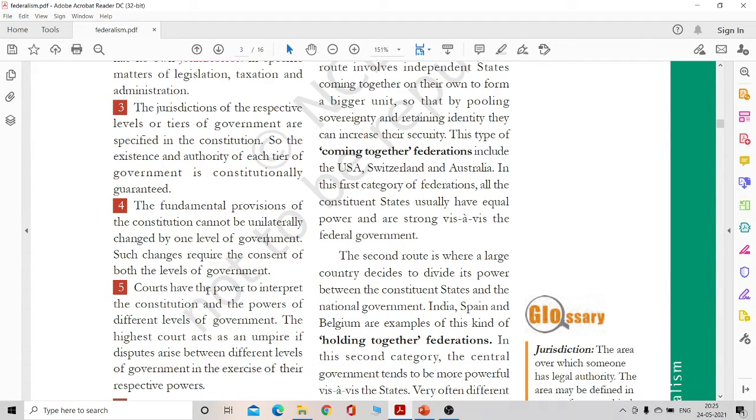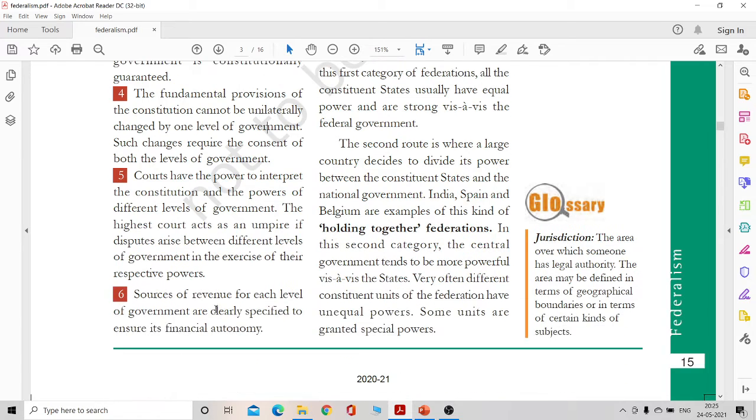Then the other important feature of federalism is that courts have the power to interpret the constitution and the powers of the different levels of the government. So the court will decide the powers of the various governments and sort of acts like an umpire, right? If there are any disputes between state governments, or state governments versus central government, then the higher courts, the Supreme Court, are there to solve these kinds of issues.